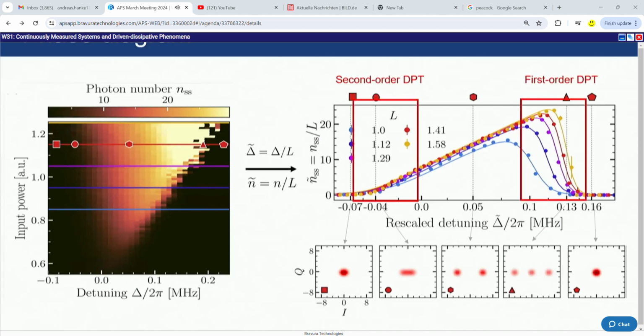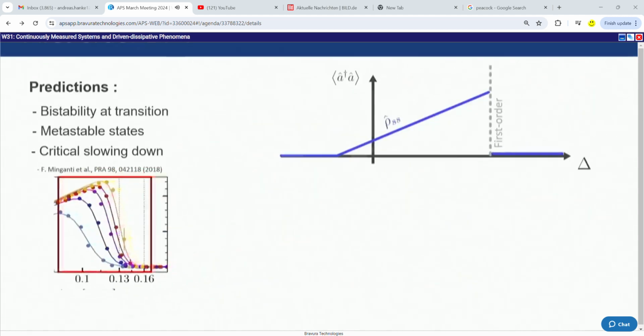If you're a bit familiar with dissipative phase transitions and your eye is a bit trained, you can already see some clear signatures of two types of transition: a first order DPT and a second order DPT. One of the reasons this device is so interesting is that you have both types of transitions all within the same system. So what I'm going to talk about next are these two regions that we're interested in, and see what the model predicts.